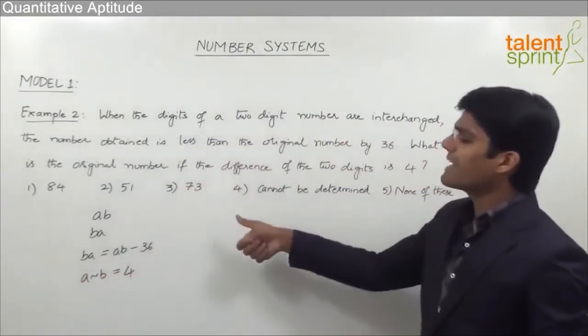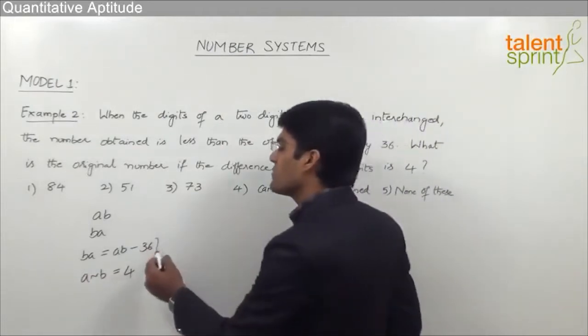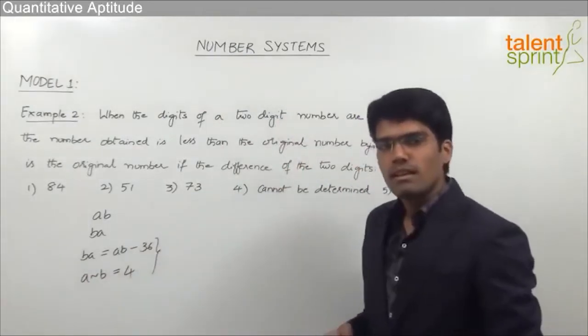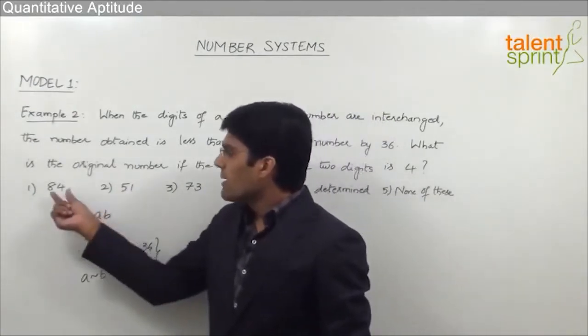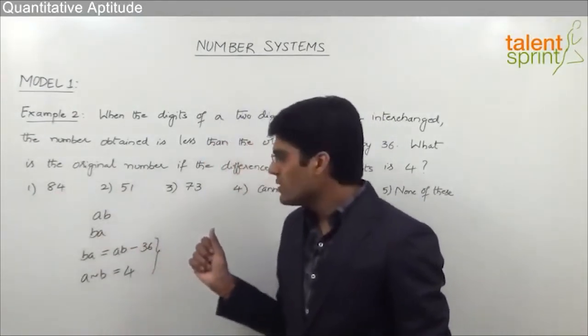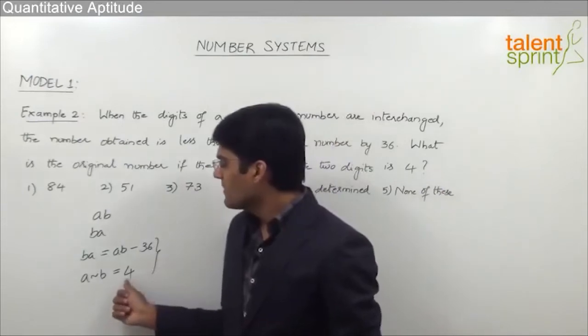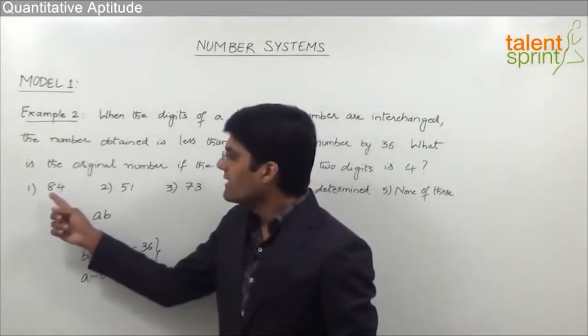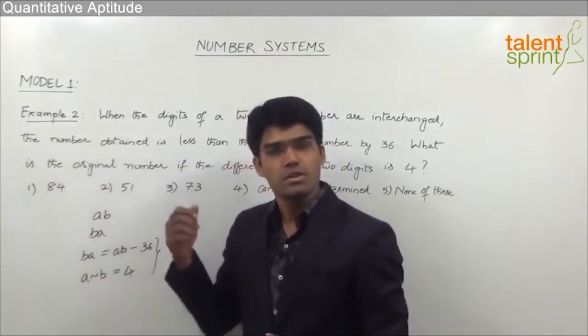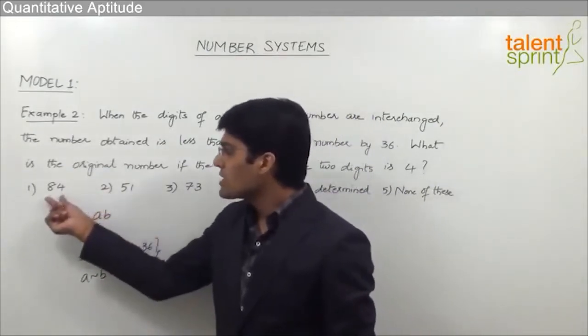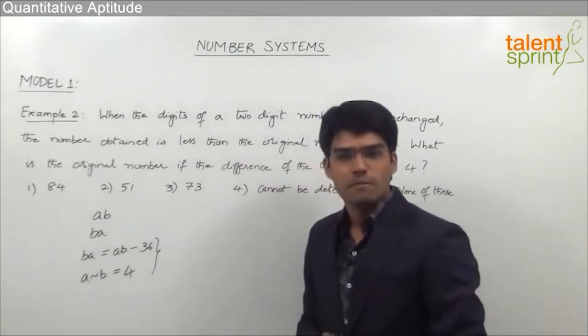So whichever option satisfies these two conditions has to be the correct answer. Let us first check for these conditions in option 1. The number here is 84. Now if we try to understand the difference of the digits, we know that it should be 4. And here 8 minus 4 is equal to 4. So very clearly option 1 satisfies the first condition.